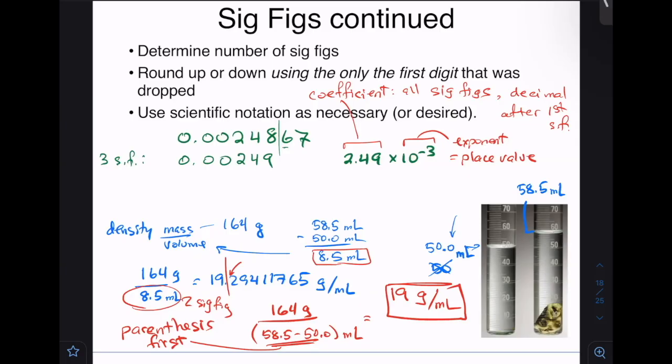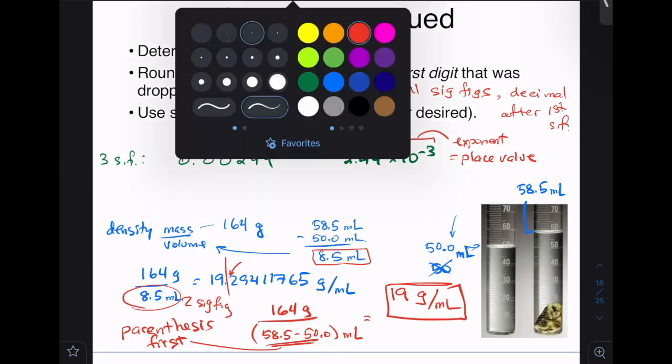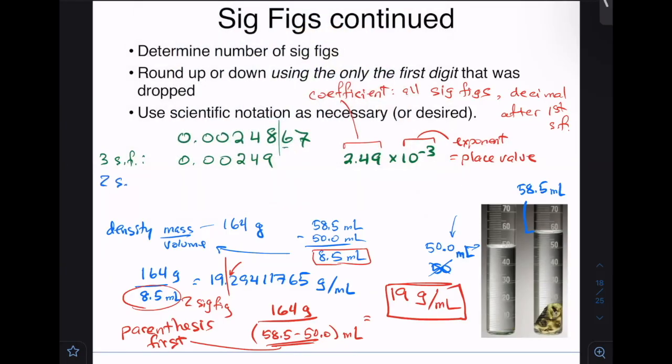All right, but let's say we needed to report this instead to 2 sig figs. Well, if it's 2 sig figs, now my cutoff is going to be after the 4. So now I look at the 8, and I would report this as 0.0025. And in scientific notation, that would be 2.5 times 10 to the minus third. There's only 2 sig figs here, and now the rounding has changed a bit.